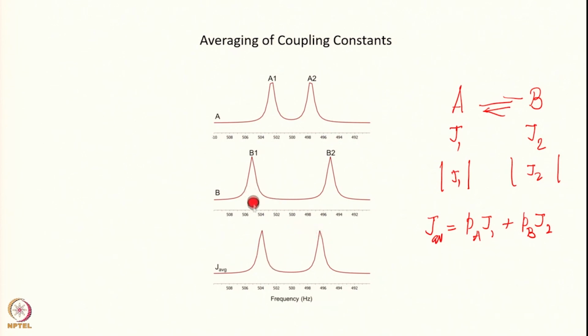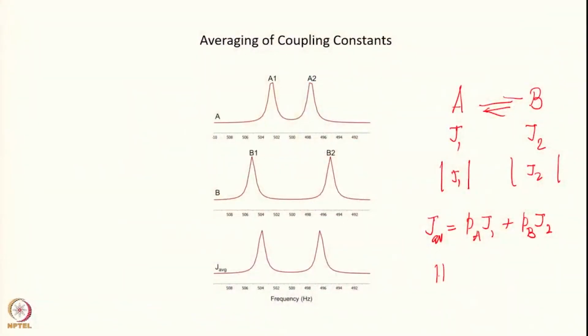This is the bottom spectrum. See where does it appear? You see it is neither here nor there, it is in between. If you draw a vertical line from there down to here, this line is lying in between this position and this position, somewhere in the average position between these two lines, and similarly this is also present at the average position between these two lines, okay. So what you will measure is this coupling constant, because of the conformational averaging.